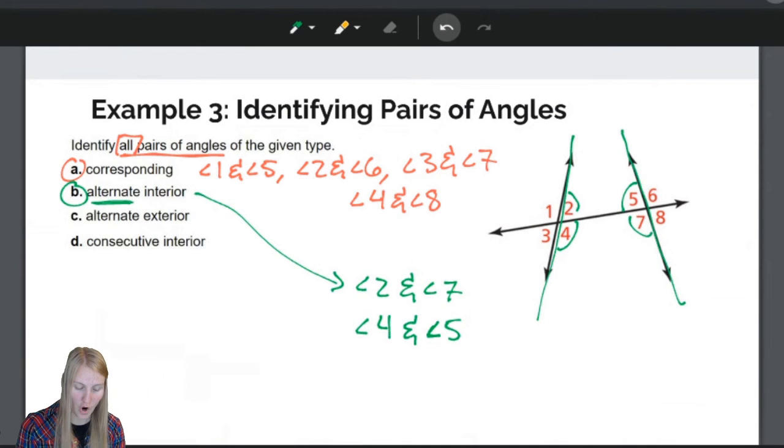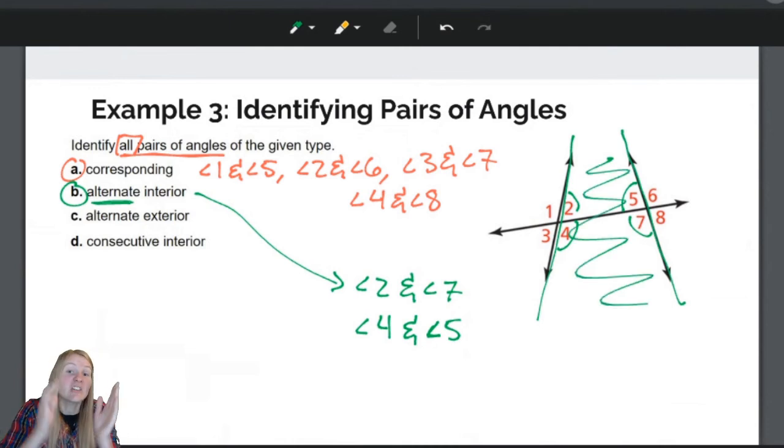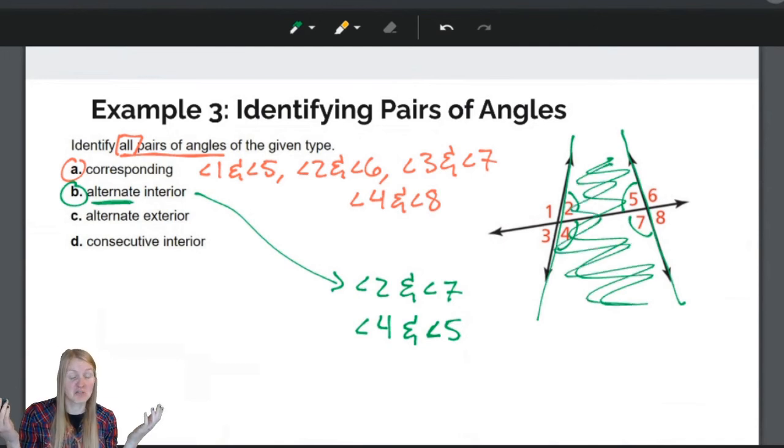Now I used all of these. I used 2, 4, 5, and 7, and those are all of the angles on the interior. So there are no more alternate interior angles because there are no more angles on the interior.